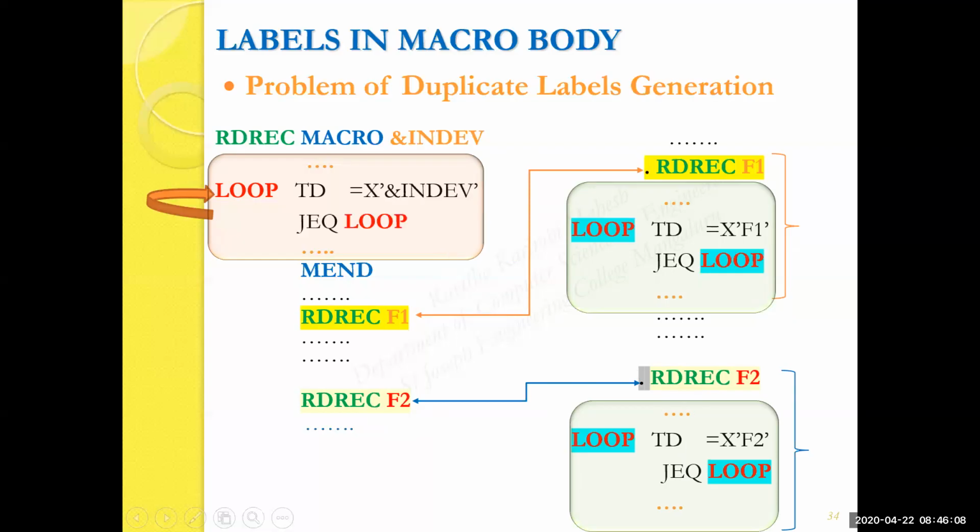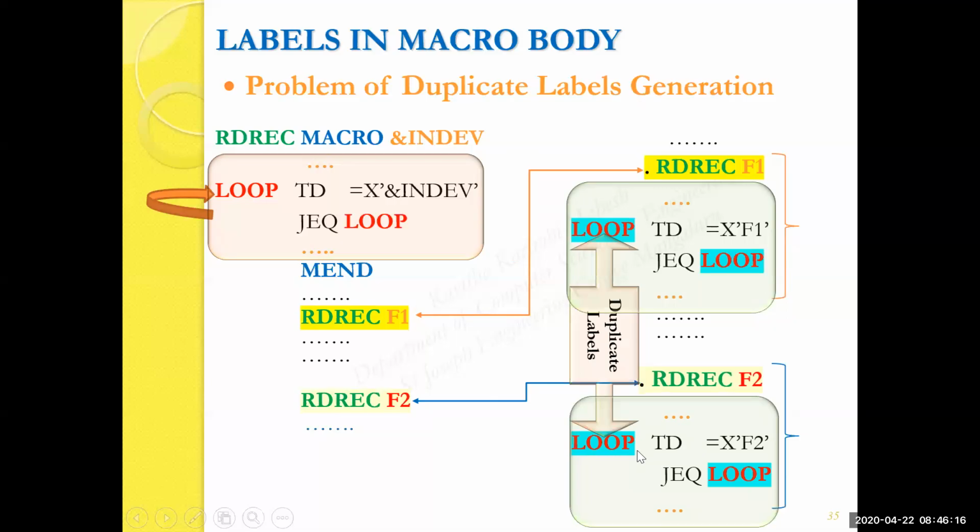again generated. Now, if you look into this source program, you may see that loop appears at two places, meaning that it is a duplicate label, which is not allowed in assembly language programming. The same label cannot appear in the source program at two points. Now, the dilemma is, when you have an instruction like JEQ loop, whether to branch to this location or to this location is not known. That is why duplicate labels are not allowed in assembly language programs.